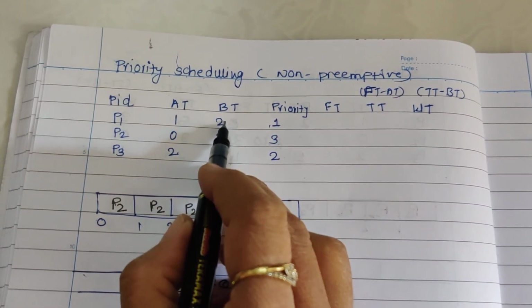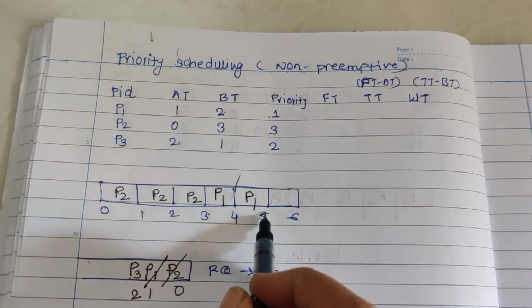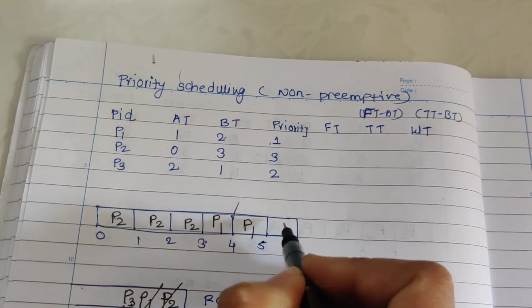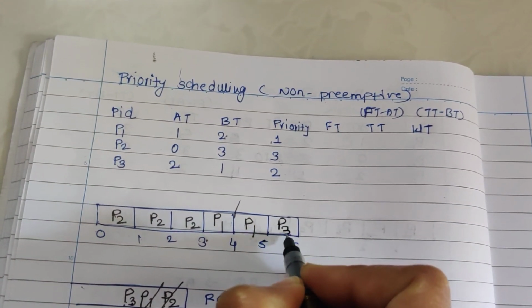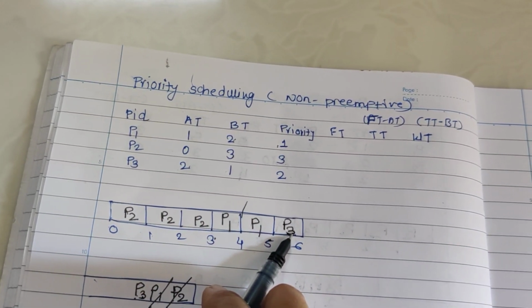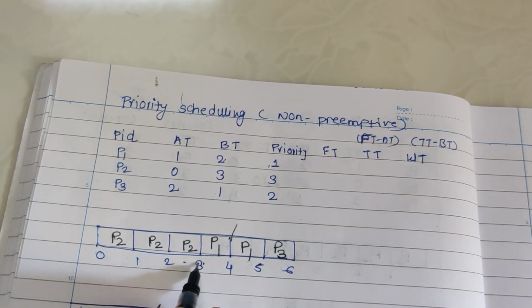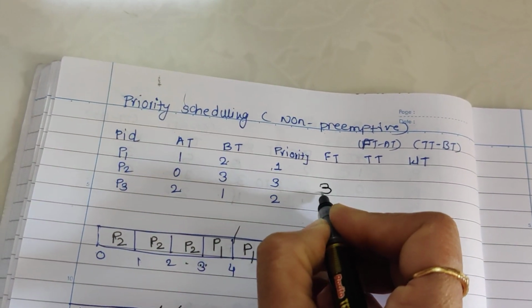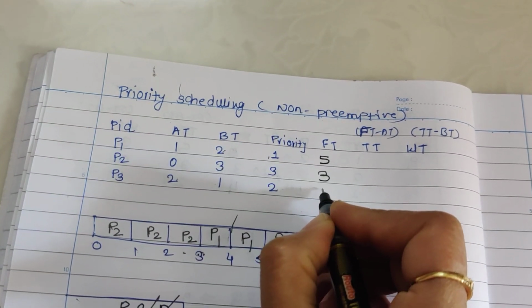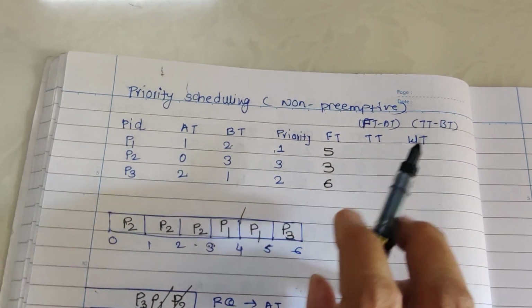P1 will execute for 2 units. P1 has completed the execution. Now the remaining process is P3, the only process, so P3 will execute for a single unit. From this Gantt chart we can find the finish time very easily. Finish time of P2 is 3, of P1 is 5 and of P3 is 6. Then calculate the turnaround time and waiting time.